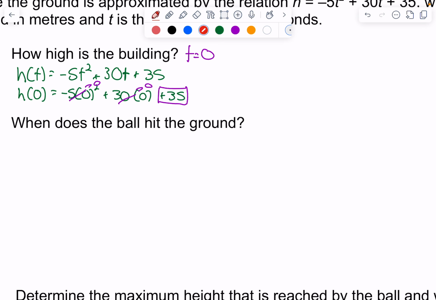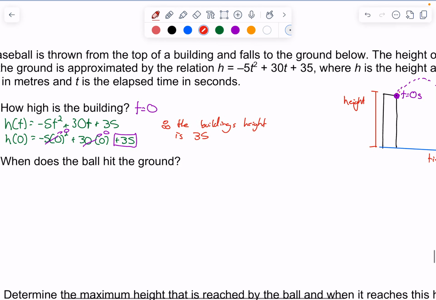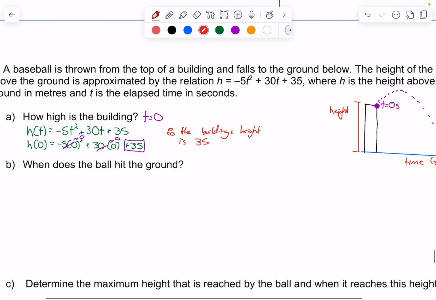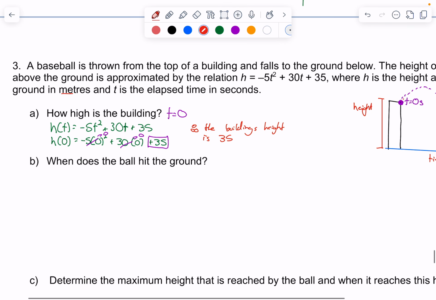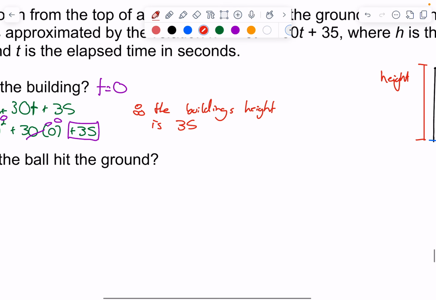So therefore, the building's height is 35. But 35 what? We are measuring it in meters. So the building's height is 35 meters.